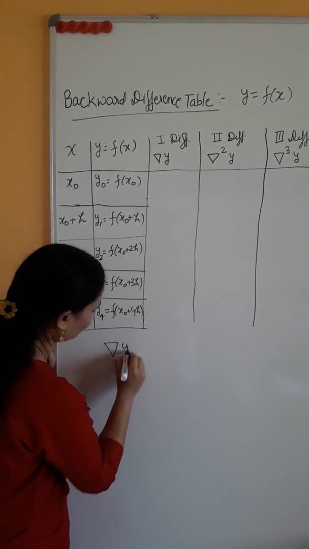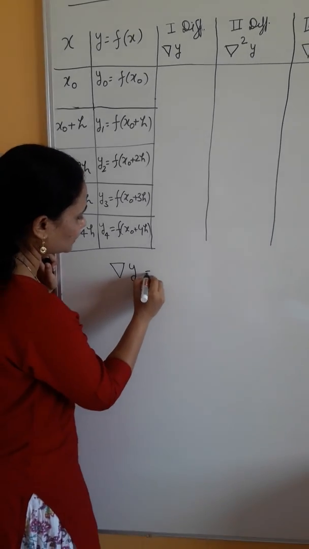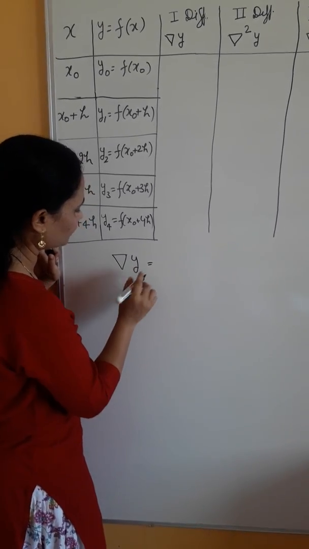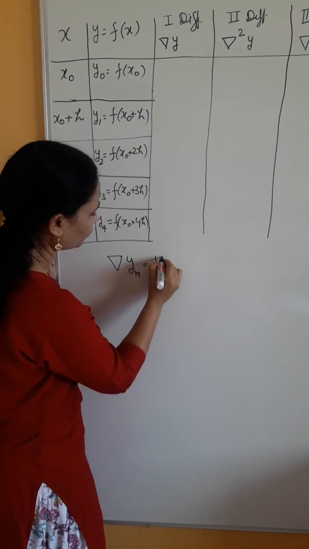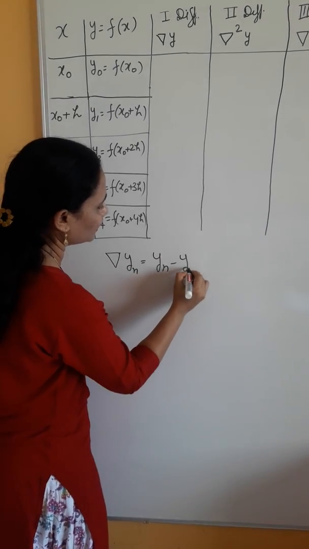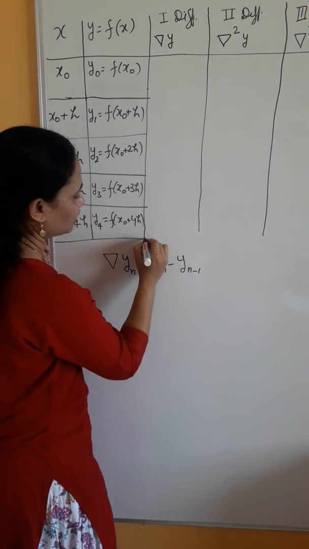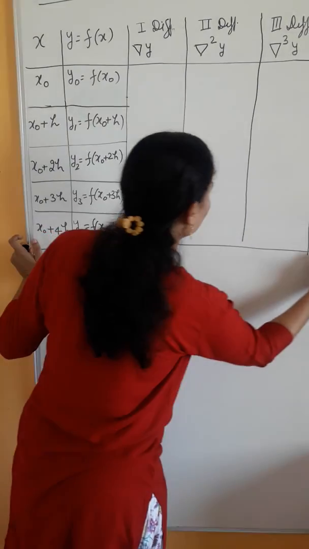Nabla y1 is equal to, or just write the general formula, nabla yn is equal to yn minus yn minus 1. That means next one minus previous one.